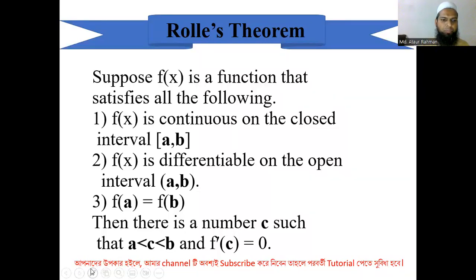Now, suppose f(x) is a function that satisfies all the following: f(x) is continuous on the closed interval [a, b]. Closed intervals are written in third brackets. f(x) is differentiable on the open interval (a, b), open interval in first brackets, right? And third case, f(a) equal to f(b). Then there is a number c such that a less than or equal to c less than or equal to b, and first derivative f'(c) equal to 0.